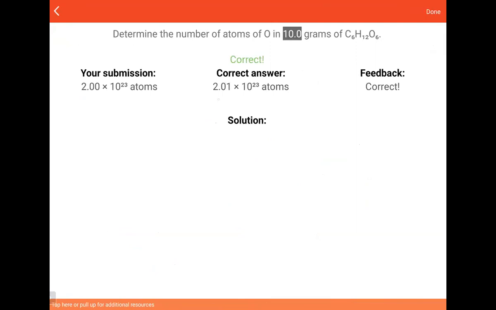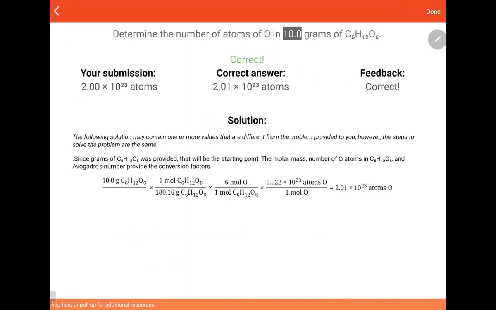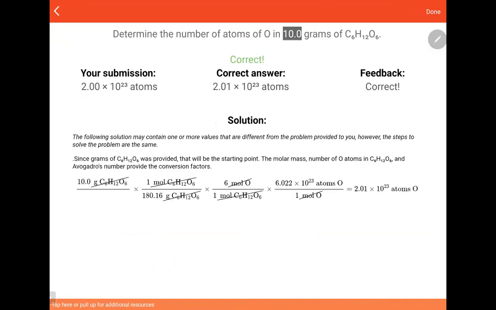There we go. So they got a slightly different answer, likely because their molar mass is slightly different. They got 180.16, I got 180.18, a little bit different rounding. And so that ended with a slightly different answer, but considered it correct because it's within that range.